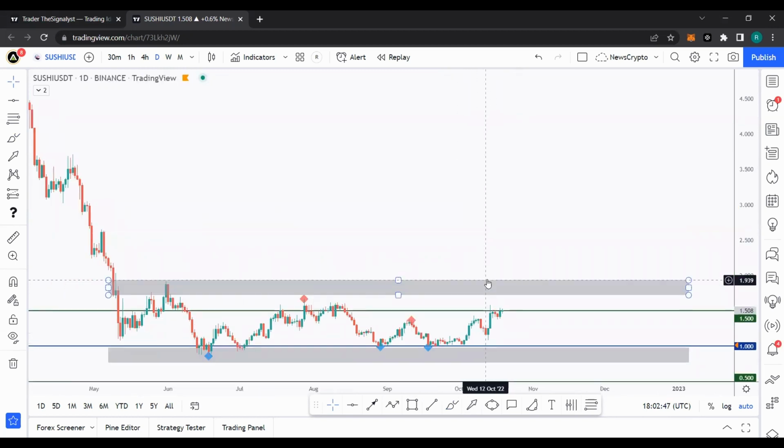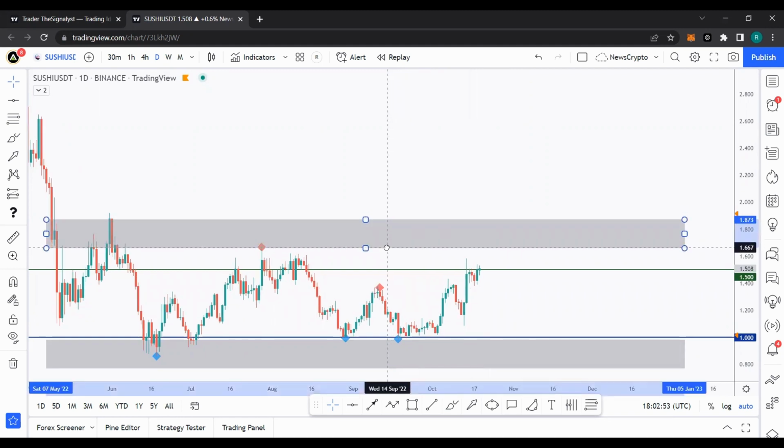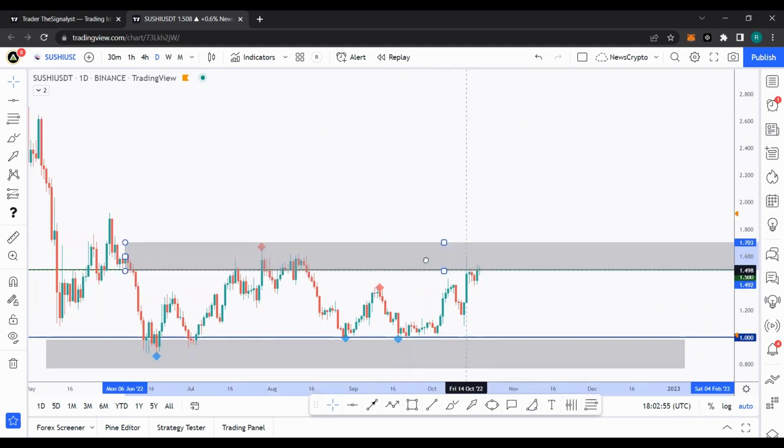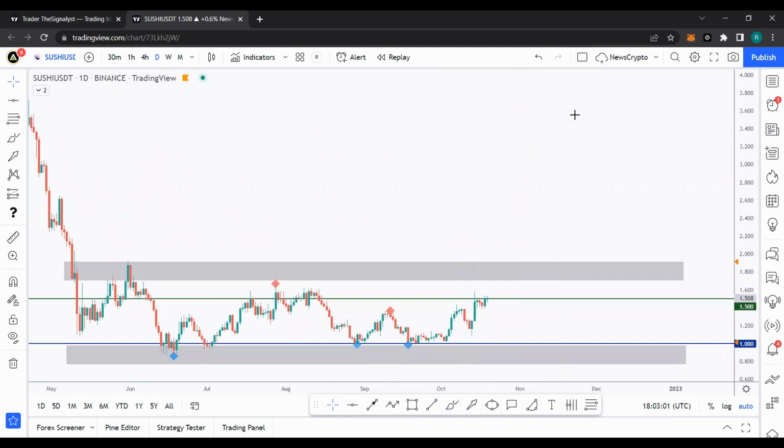So around the 1.5, I don't want to buy here. I want to wait for the entire range to be broken. Not even this high. It's better to wait for the entire range, starting from this area here. Okay, that's it.